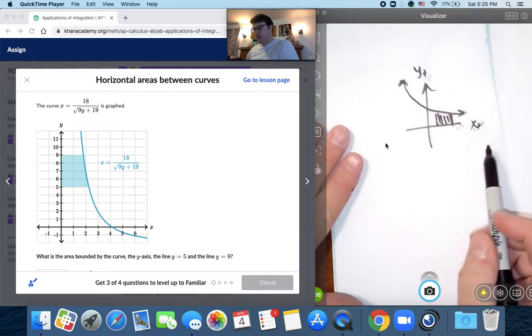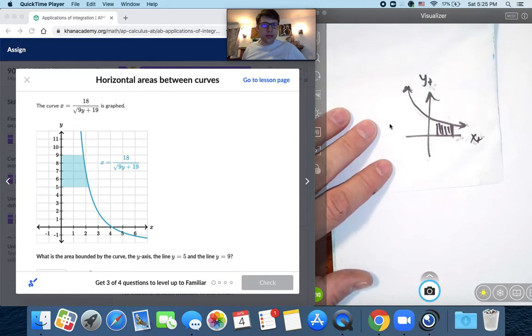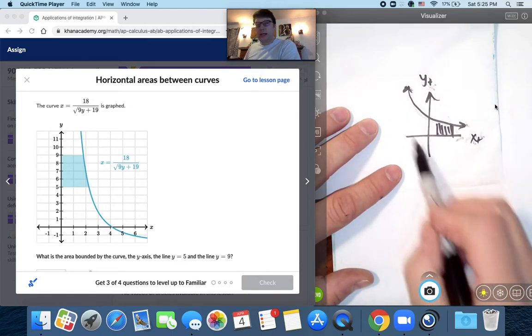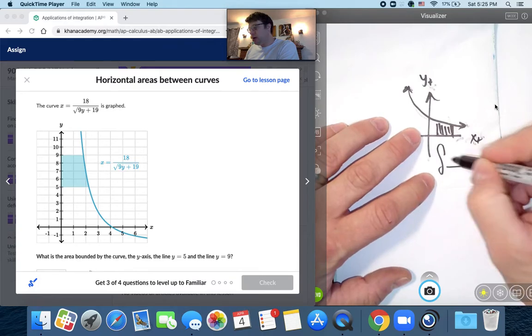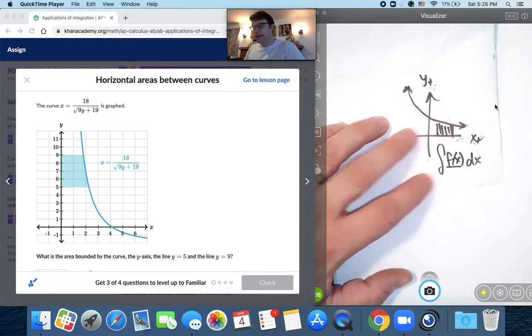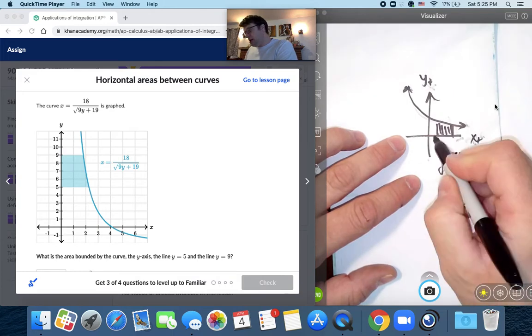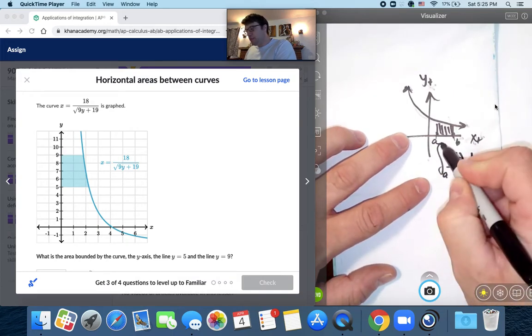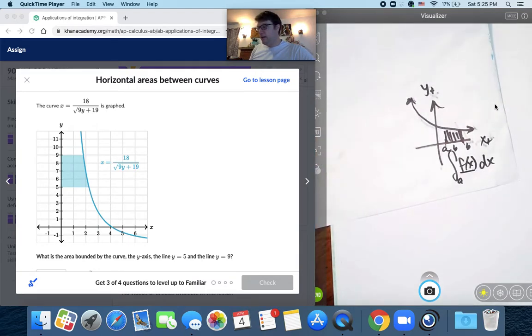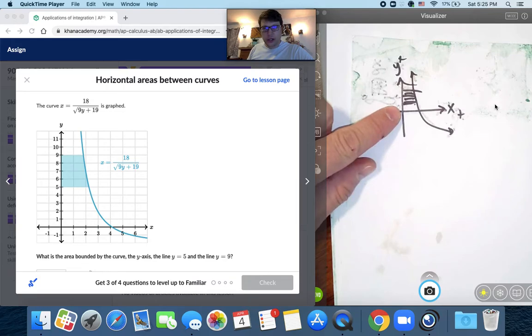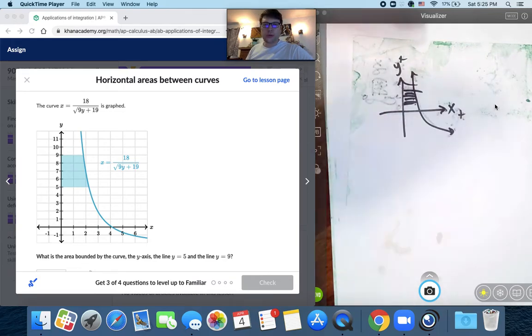This is centered on the video. This right here is representing what we've already done: integrate the function f of x with respect to x from some initial value a to some concluding value b. But we don't have that. We have the same picture, the same function, but now it's going in the y direction. So we still have to discuss limits of integration and the function itself. But after we're done doing that, it's straightforward.